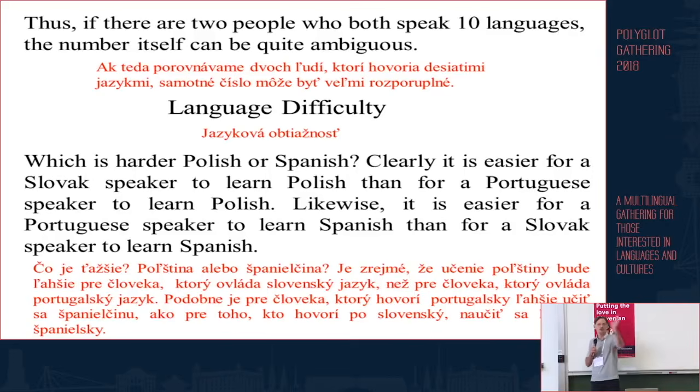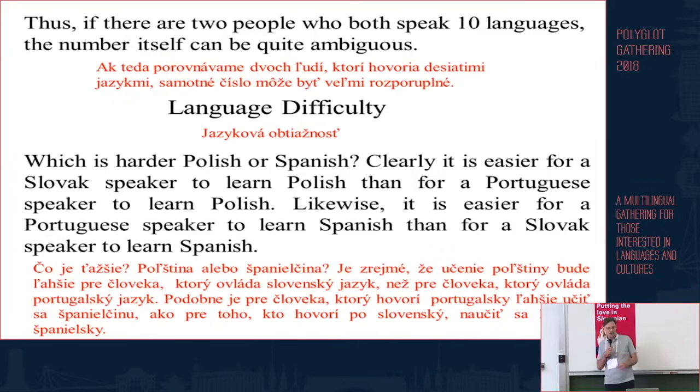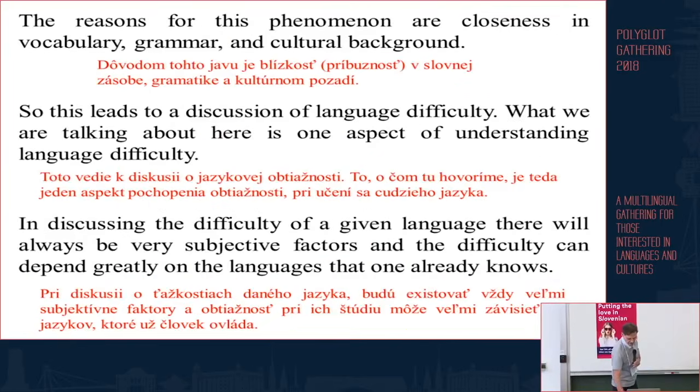Which is harder, Polish or Spanish? Some people say, oh yeah, it's objective, it's not subjective. Polish is harder. But it's easier for a monolingual Slovak learner to learn Polish. It's easier for a Portuguese speaker to learn Spanish than for a Slovak speaker. So it's obviously subjective. It depends on the languages you already know. In discussing the difficulty of a given language, there are always going to be very subjective factors, and the difficulty can depend greatly on the languages that one knows.